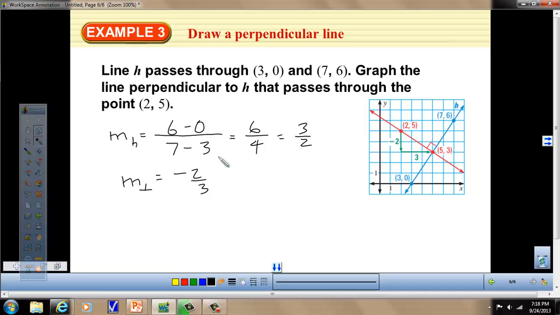Then what we do is we say this point has to be on the line, so the slope tells me to go down 2, to the right 3. So I go down 2, to the right 3, I put another point here, and I can graph my line. And that's it. That's all you have to do. Again, find the slope of the original line, find the perpendicular slope, then take this point, and that tells me go down 2, to the right 3. So I go down 2, to the right 3, put another point, and I'm done.